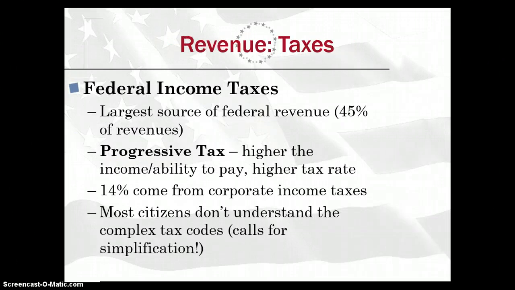In terms of federal income taxes, the largest source of federal revenue, about 45%, is based on a progressive method. That basically entails that the more money you make, or the more ability you have to pay, the higher your tax rate will be. So someone making between $20,000 and $30,000 might only have to pay 15% of that to the federal government, whereas if you're making over $100,000, you would have to pay 30% because you have a higher income and ability to pay.